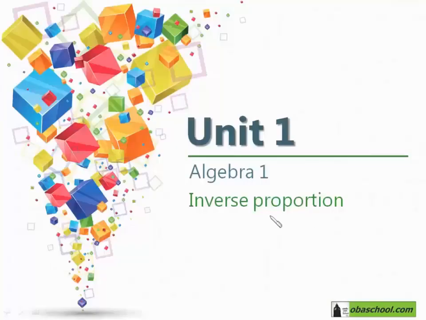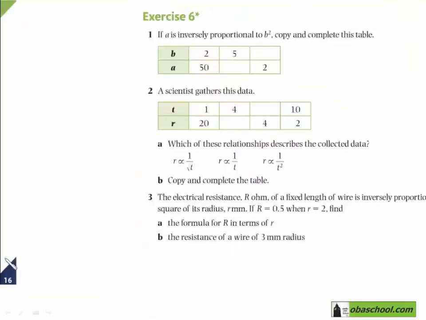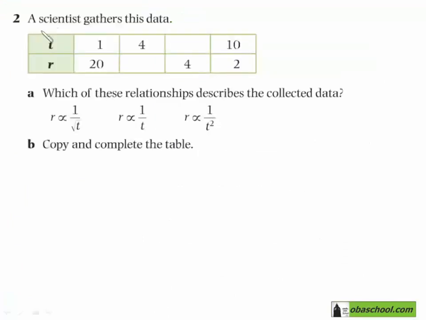In this video, we will be solving an exercise about inverse proportion in Unit 1, Algebra 1. Let's go ahead to exercise 6, page 16, and solve exercise number 2. A scientist gathers this data. You have this table that has T and R, and you have data filled in with T and R.